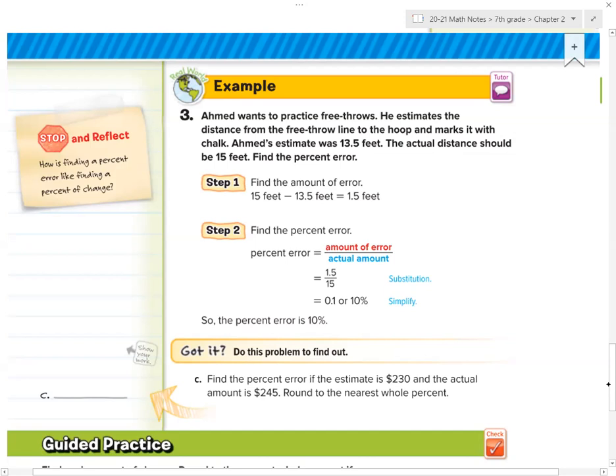He estimates the distance of a free throw line to a hoop. So let's say that he's in his driveway. He draws a line that is 13.5 feet because he didn't have the information to see that it's 15, but the actual distance is 15 feet. So he found the percentage error. What you did is found the difference between the actual and what he estimated, and you put that over the actual. So the difference was 1.5 feet over the actual, which is 15. 1.5 divided by 15 is 0.1 or 10%.